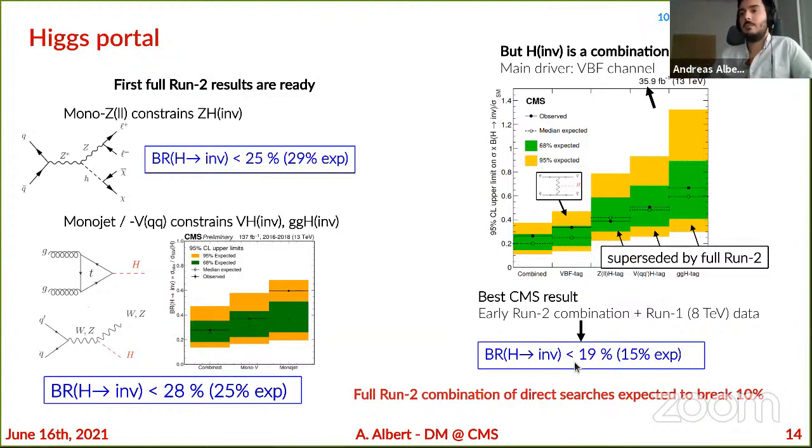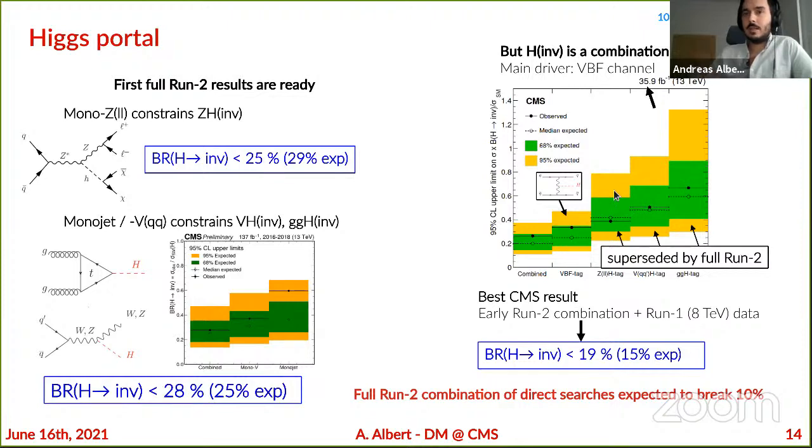So just under the 20% mark. The sensitivity, as you can see, was already a little bit better than the expected. And we expect to really break the 10% barrier here as we go to the full run-through combination. I think we're on track here based on the results we're seeing for the channels that are already out.